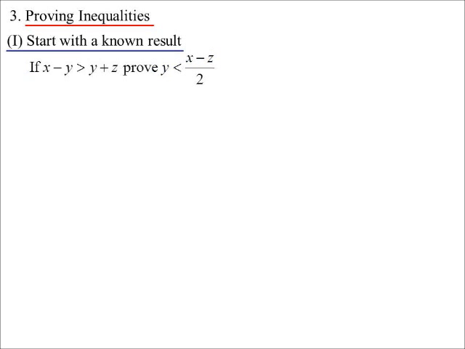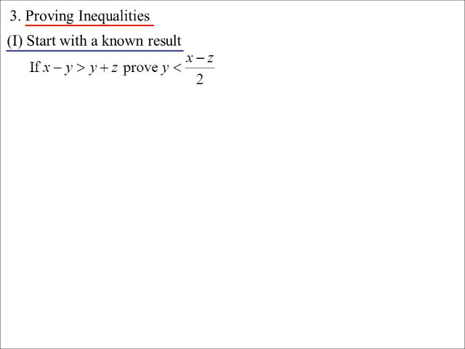So one of the common ways is starting with a known result, something you know to be true. Because if I start with something that's true, then my argument has to be foolproof, because everyone agrees that what I've started with is true, and all I'm doing is manipulating that result. So it's a very simple one. We know x minus y is always greater than y plus z. So we know that to be true. We want to prove y is less than (x minus z) on 2.